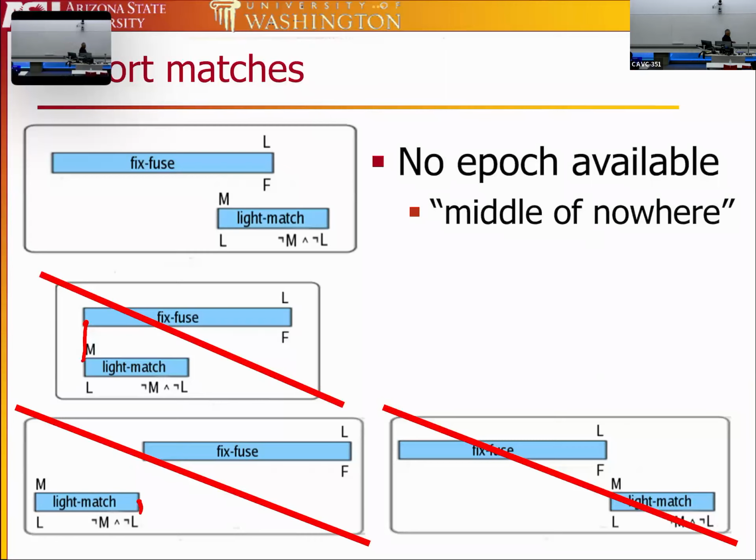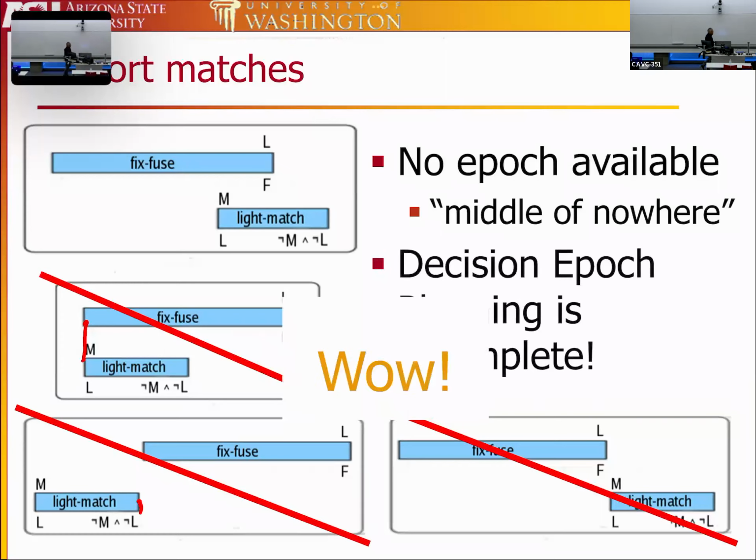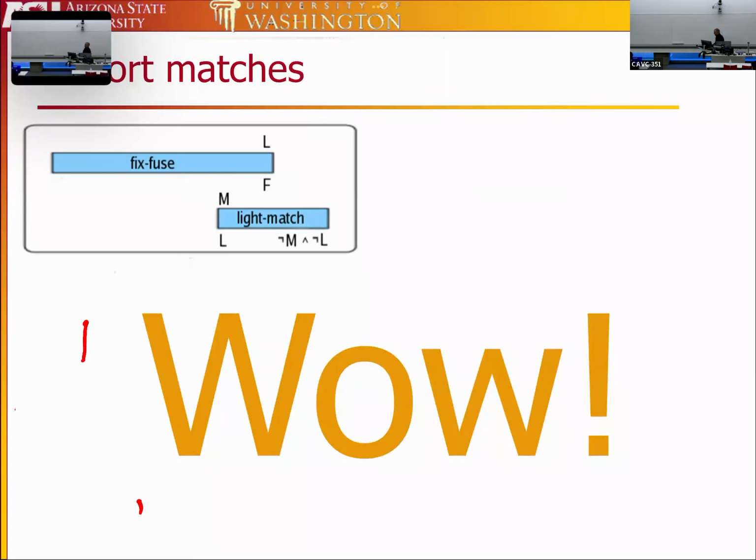Okay. So it turns out that none of these will work. No epoch is available for the middle of nowhere, because the only reasonable epochs that decision epoch planning will consider, for efficiency's sake, are the beginning or end of an action. And so there was a big movement, basically, because the things that are winning competitions are solving problems that the competition doesn't even capture, even though its title says it captures. These are not temporal planning problems at all.